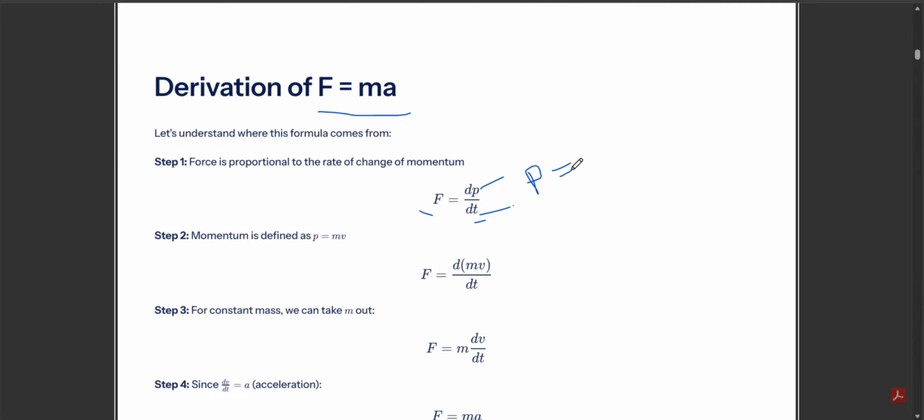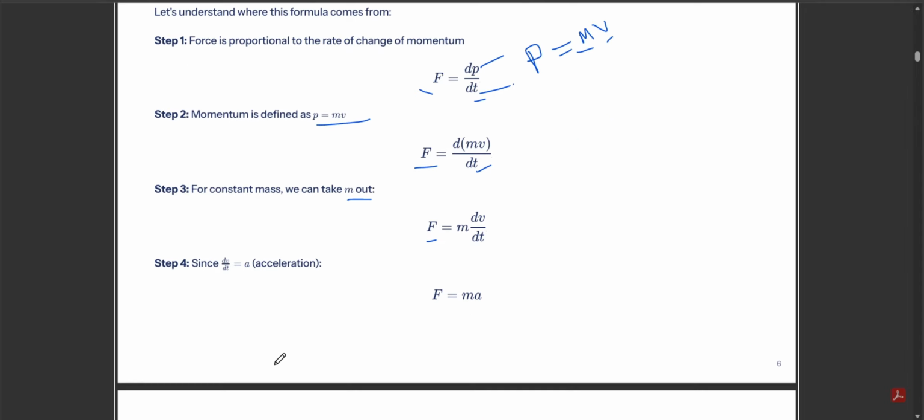Momentum, as you know, is equal to m multiplied by v, where m is the mass and v is the velocity. Step 2, momentum is defined as p equals mv, so F equals the derivative of mv divided by dt. Step 3, for constant mass, we can take m out and it will be F equals m into dv by dt. And since dv by dt is acceleration, F equals ma.